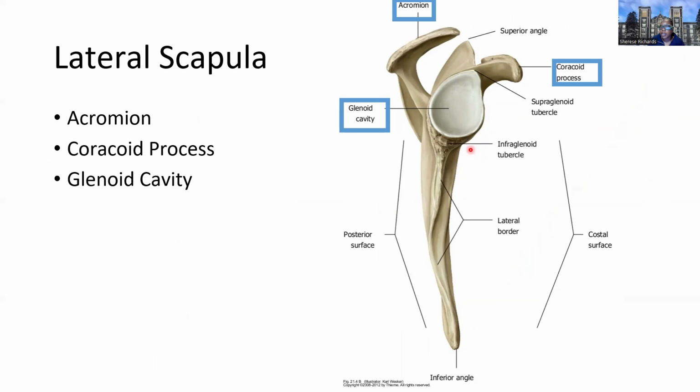So we can see similar landmarks, more of that glenoid cavity, which again forms the ball and socket joint here, a little bit of the coracoid process and the acromion projecting superiorly.